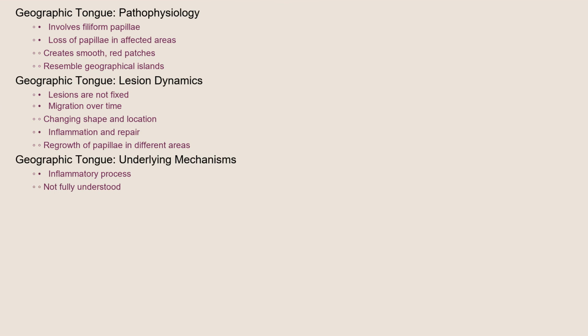The pathophysiology of geographic tongue involves the filiform papillae, the tiny finger-like projections covering the tongue's surface. In affected areas, these papillae are lost, creating smooth, red patches resembling geographical islands or map-like shapes. These lesions are not fixed and tend to migrate over time, changing shape and location on the tongue. This migration is due to periods of inflammation followed by repair and regrowth of the papillae in different areas. The underlying mechanism for this inflammatory process is not fully understood.